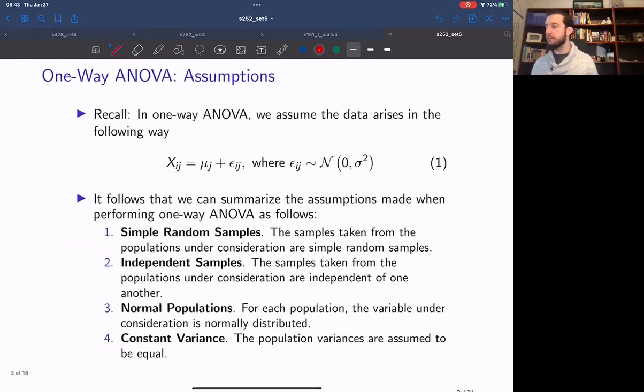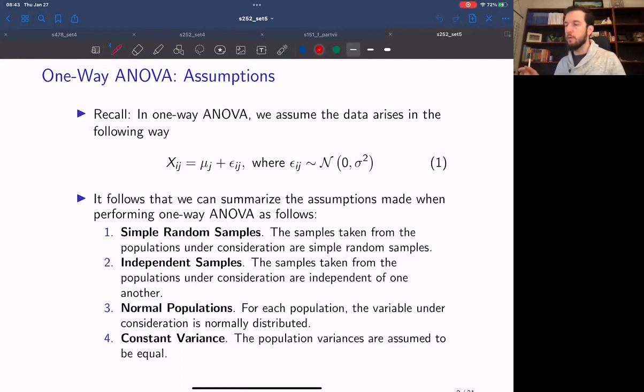Okay, so we learned in lecture set 4 that we can express a one-way ANOVA model as given in equation 1. This model says all the values in the population of interest are a function of a mean and a normally distributed error.